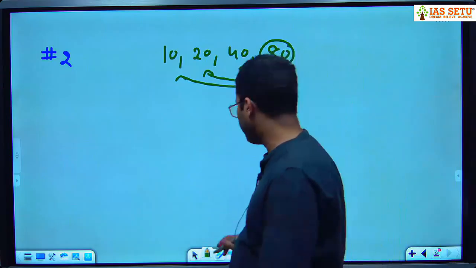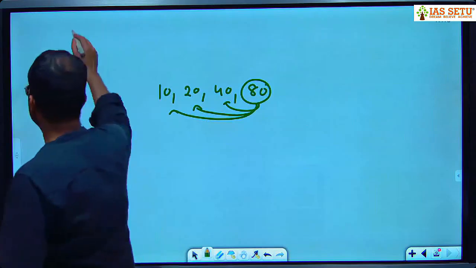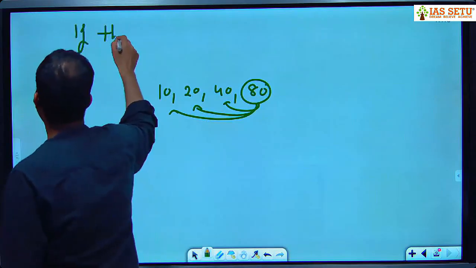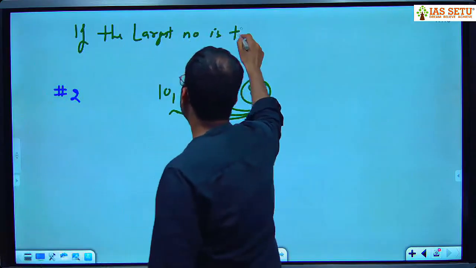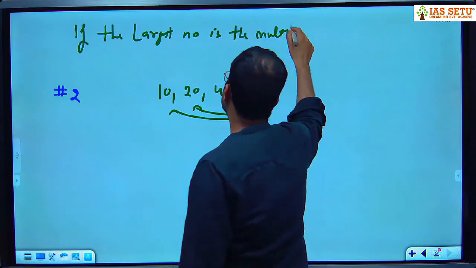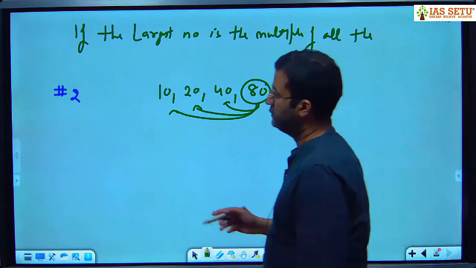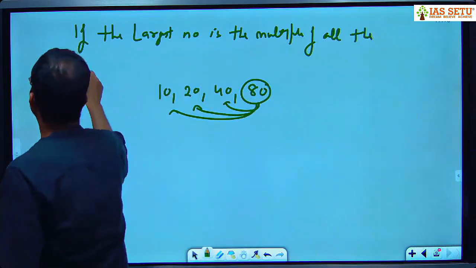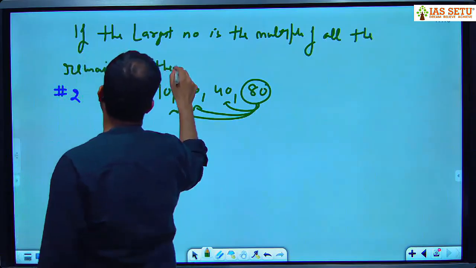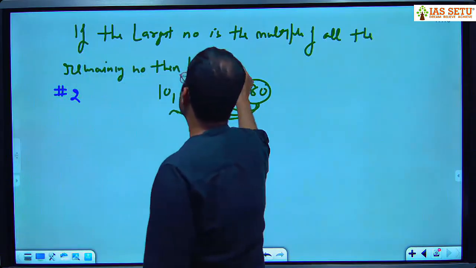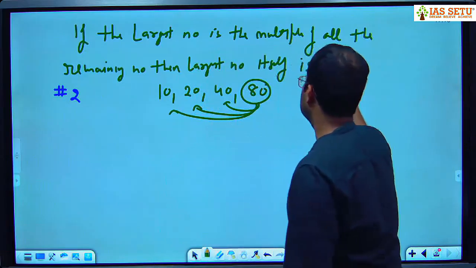So you write the second property for LCM: if the largest number is the multiple of all the remaining numbers, then the largest number itself is the LCM.